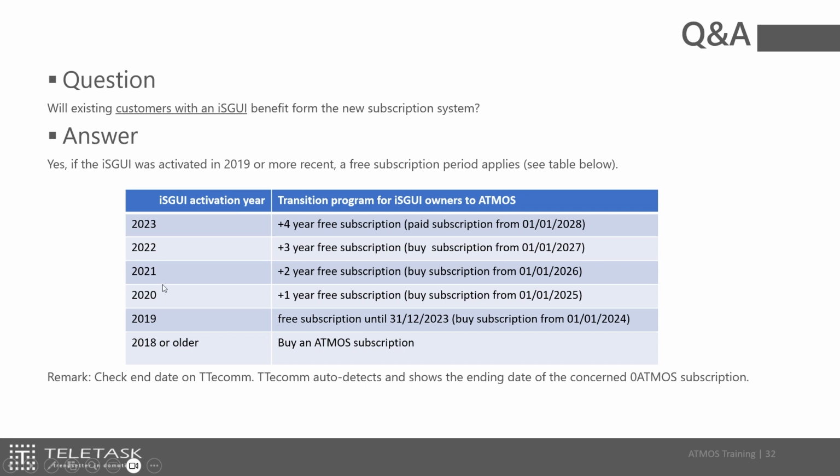So imagine that the customer bought in 2021 an ISGUI. It was activated by the system integrator in 2021. Then you can see here that the customer can use 2 years free of charge the ATMOS subscription. So if you want to buy it on the TT-Ecom, TT-Ecom will tell you, okay, you have 2 years left. So you can use it until the end of 2026. Beware, these dates are not changing anymore. So it's not if you wait another year that the 26 becomes 27. No, it's a fixed date.